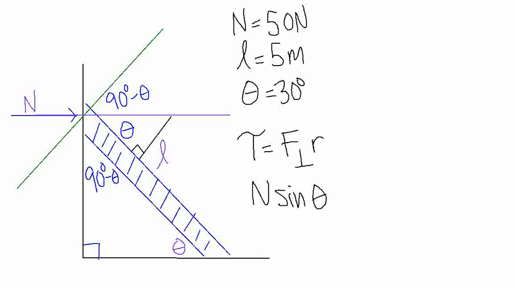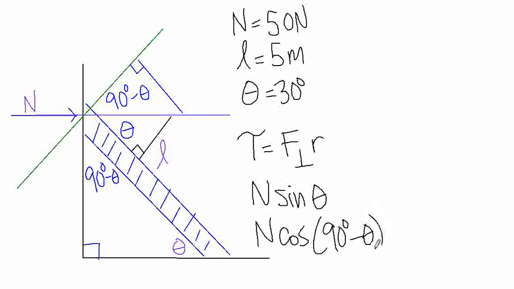Okay, so if you move the normal force over and think about the following right triangle. So if you make the normal force be the hypotenuse of that right triangle, then you can see that the component of the normal force perpendicular to the ladder is n cosine of 90 degrees minus theta.